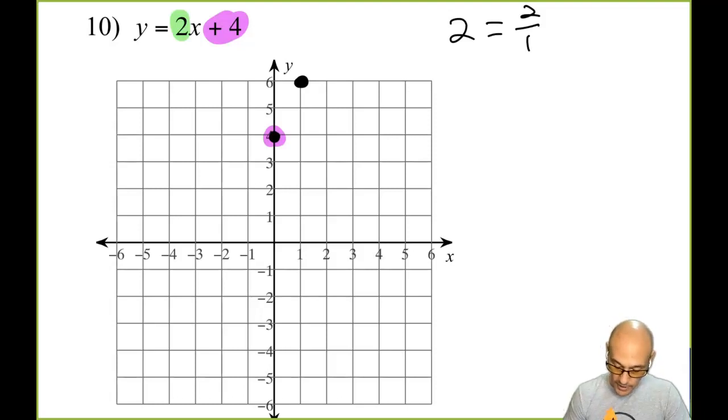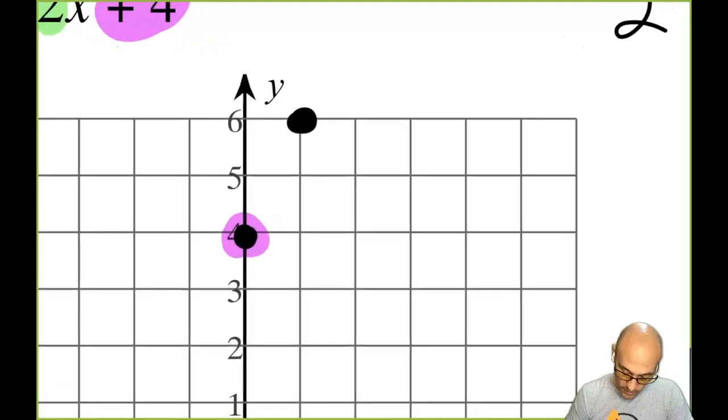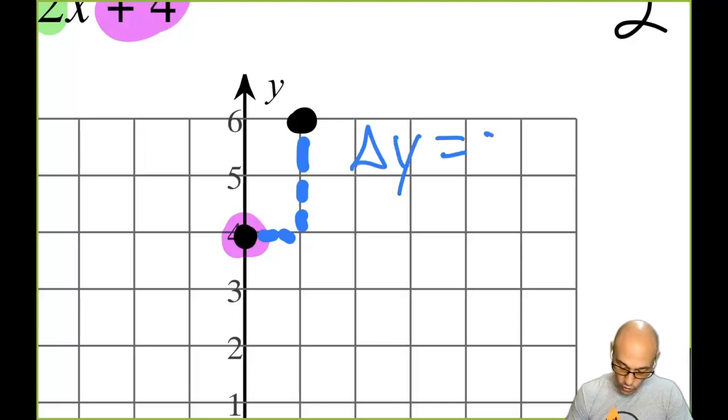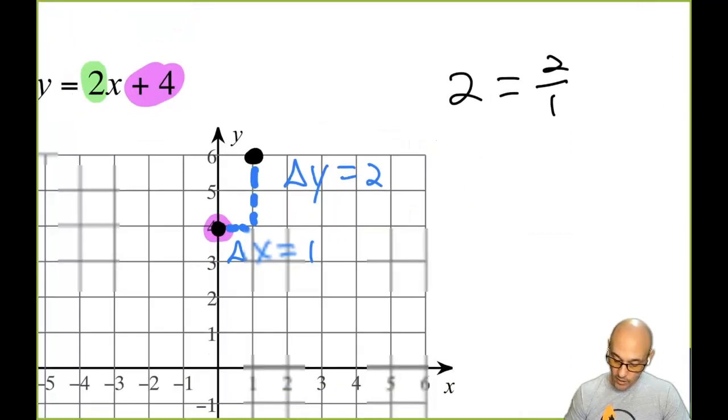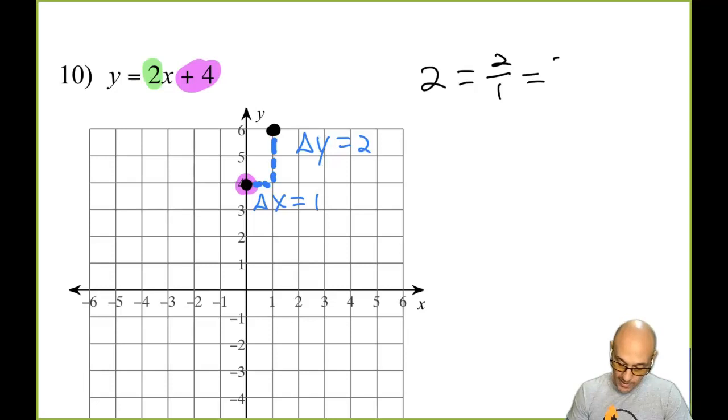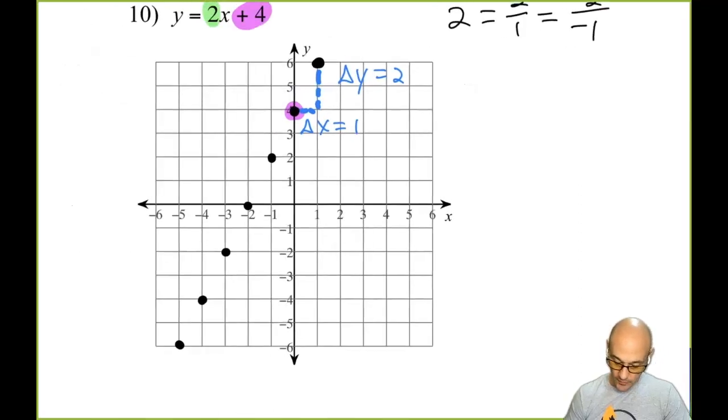And so let me put in a little slope triangle. My delta y is 2 and my delta x equals 1. Now, again, I can look at this slope as negative 2 over negative 1 because these are all equal. So that means I can go down 2 and to the left 1, down 2 to the left 1. So right there. And then I can continue to follow that down 2 to the left 1 pattern to make all these also on there.